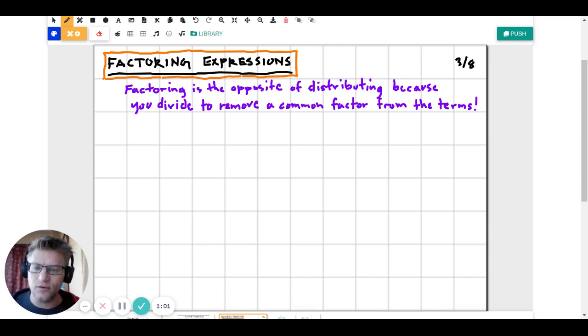All right, today's note card. I hope you started your notebook. This is another thing that we do every week, our note cards. Factoring expressions, a new thing. It's like distributive property, but the opposite. So I'd like you to write this down.